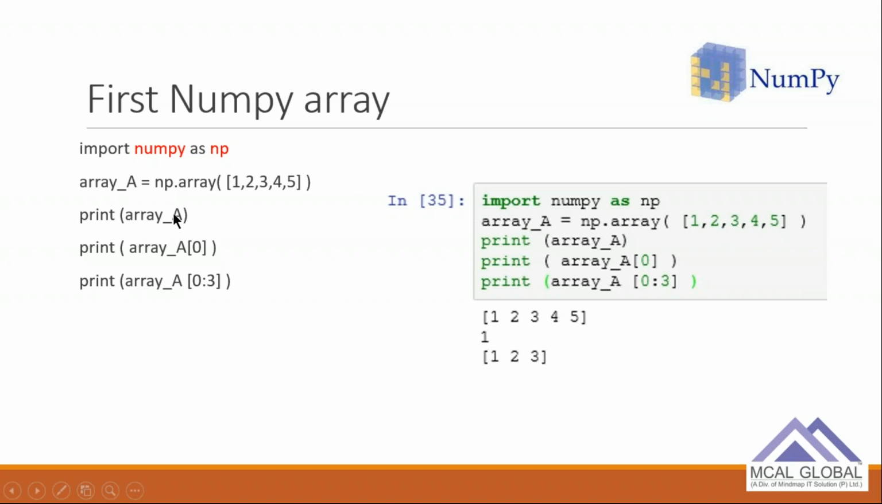If you print your array, it will print the whole array. If you want to access the first element, you use index 0, same as a list, what we did yesterday. And 0 to 3 means 0, 1, 2, excluding 3.